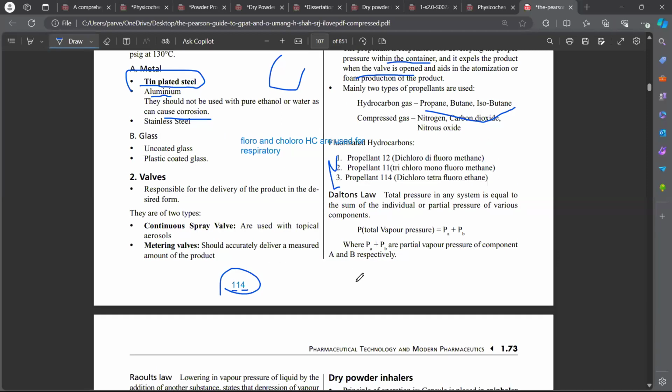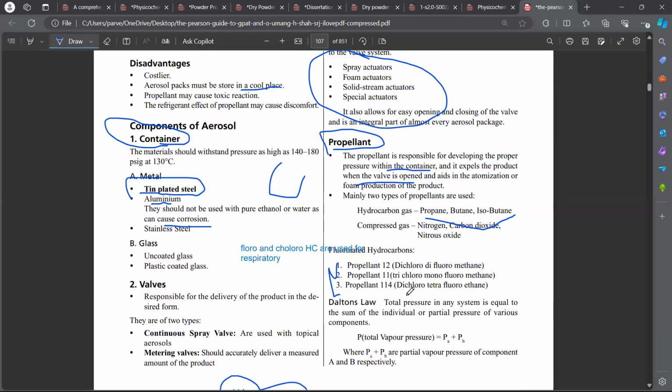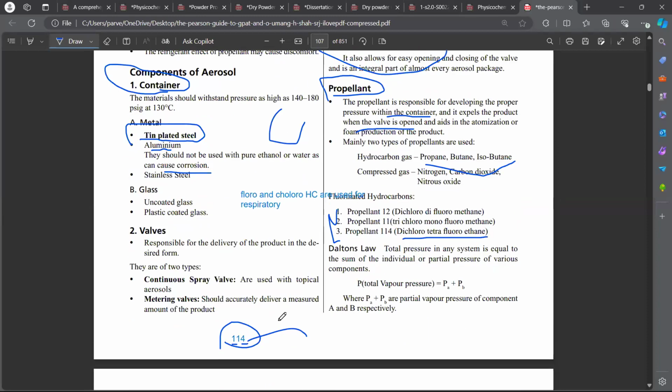I think in NIPER 2023, they gave a number and told us to decode the name of that propellant. They gave propellant 114 and asked to decode its name, which is dichlorotetrafluoroethane. So this should be remembered, guys. The first digit indicates the number of carbons, the second indicates the number of hydrogen atoms, and the third one indicates the number of fluorine atoms.